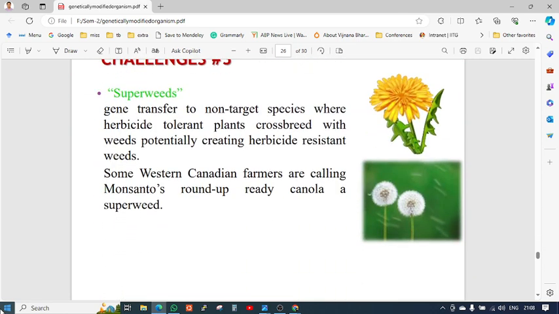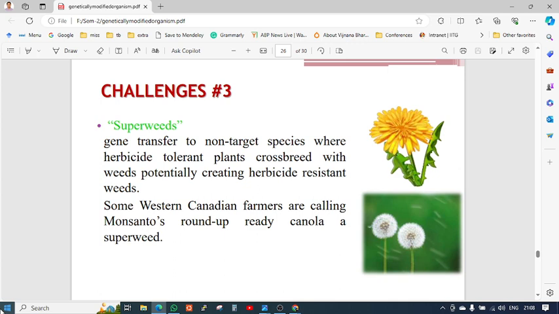The third challenge is super weeds. This is gene transfer to non-target species, where herbicide tolerant plants crossbreed with weeds, potentially creating herbicide resistant weeds and producing super weeds. After genetic modification, the organisms can be disease resistant as well as weed resistant. Through mutations and crossbreeding between the normal organisms and the genetically modified organisms, a new variety of crops or plants develops, which are called super weeds, and these cannot be killed by any other herbicides.